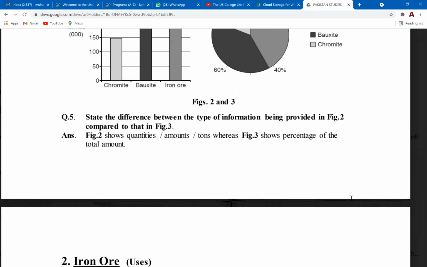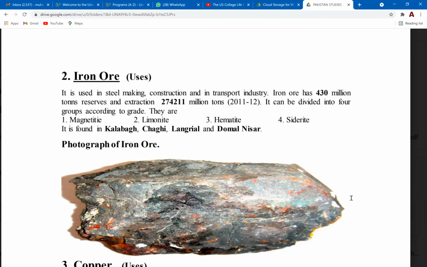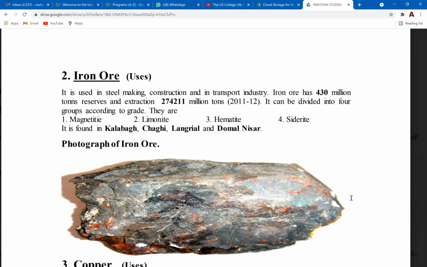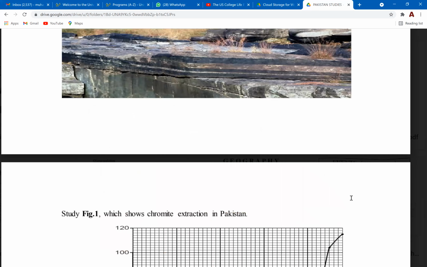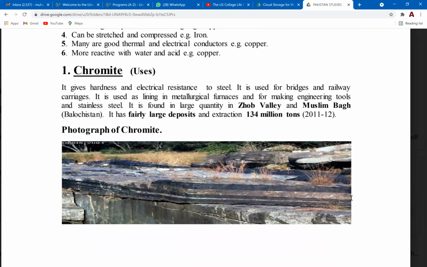All right, let's move on to the next question. Next type of metallic mineral, iron ore. Iron ore is basically another metallic mineral, and it's used in the construction and transport industry. It has 430 million ton reserves in Pakistan. Did we talk about the reserves of chromite? Yeah, it had 134 million tons.